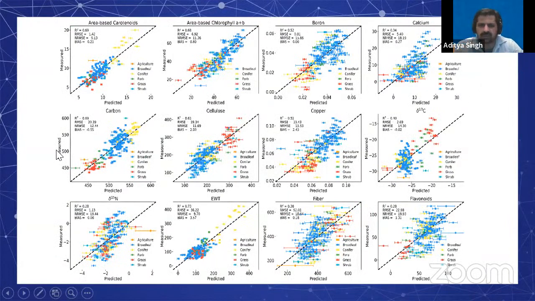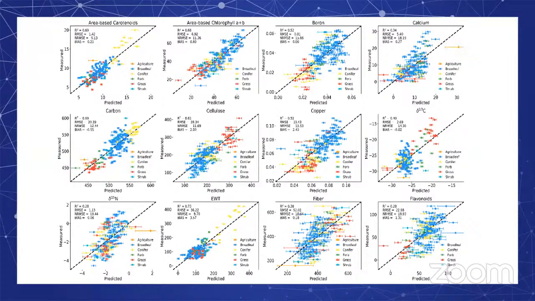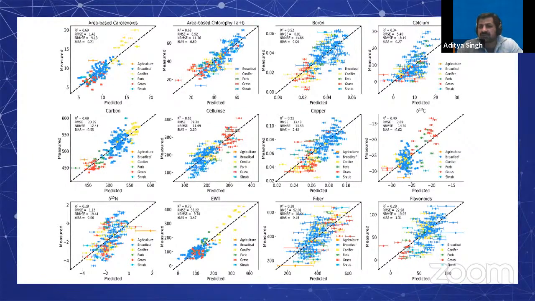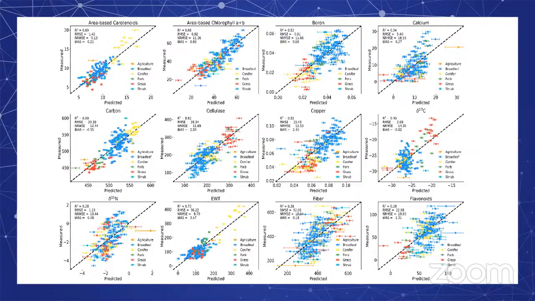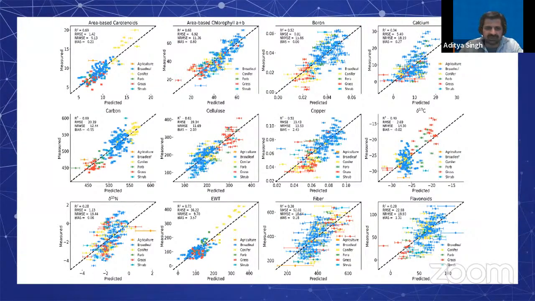Since then, with the success on that one particular piece of research, we went and extended the traits from 7 to 26. So not only do you have these broad functional traits, these now include other functional types such as grasses and some crops and forbs, and also the trees and also agriculture. So if you look at these profiles, now you have carotenoids, chlorophyll, boron, calcium, carbon, cellulose, copper, delta C13, which is the heavy isotope of carbon. That's a pretty good indicator of drought stress.